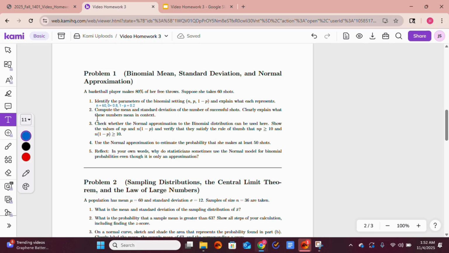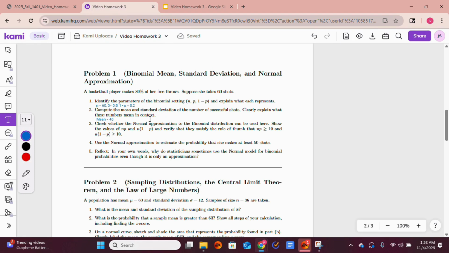Moving on to question 2, it asks us, compute the mean and standard deviation of the number of successful shots. Clearly explain what these numbers mean in context. In a binomial distribution problem, we find the mean by multiplying our n times p. So here it would be 60 times 0.8, which would give us 48 as our mean. Now, this means our player can be expected to make about 48 shots.